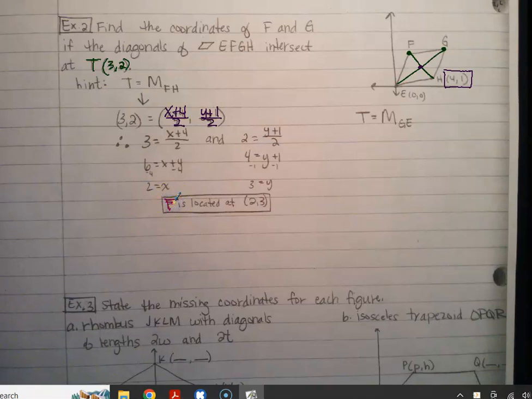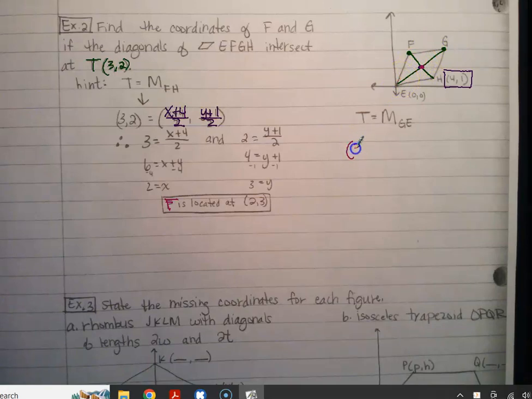It's located at 2, 3. So 2, 3, that looks about right. But we now know where F is located, so we can do the same thing. We're going to use T because this midpoint also has to be the midpoint of this line here of G to E. So we're going to do the same setup.